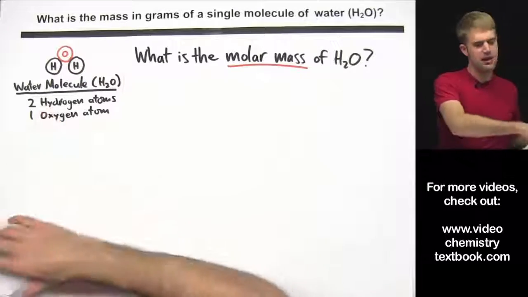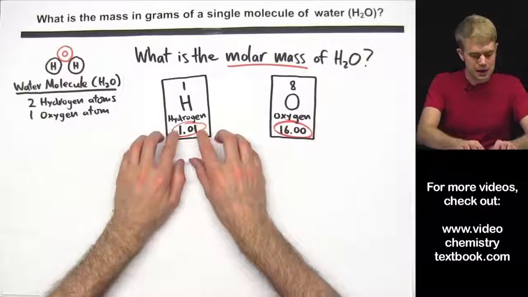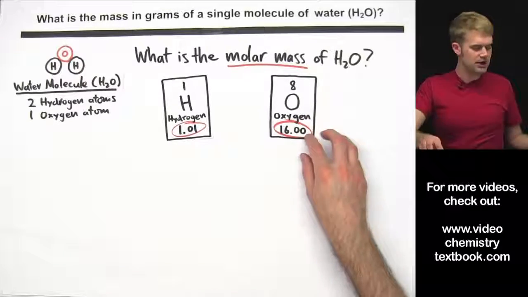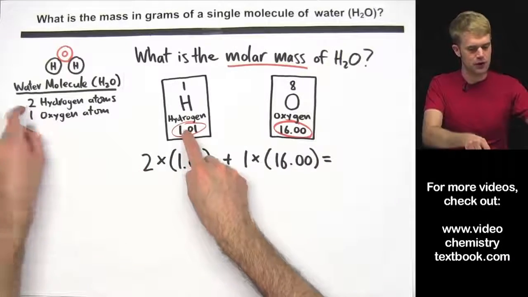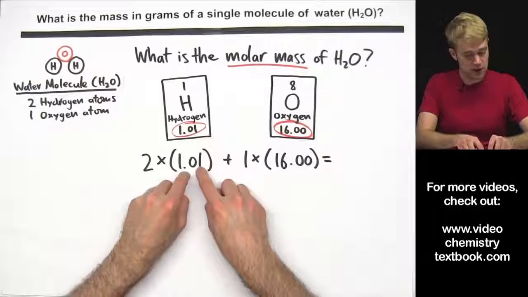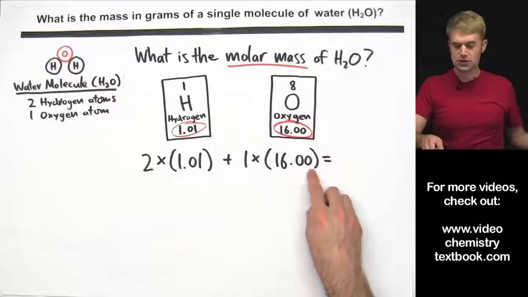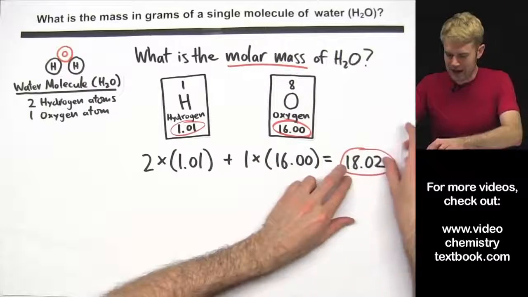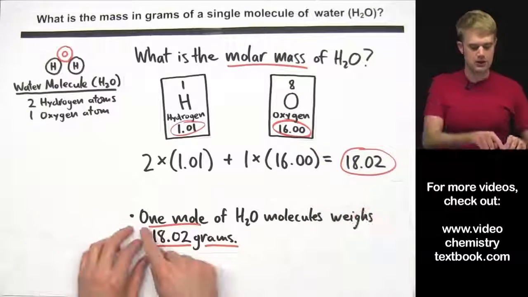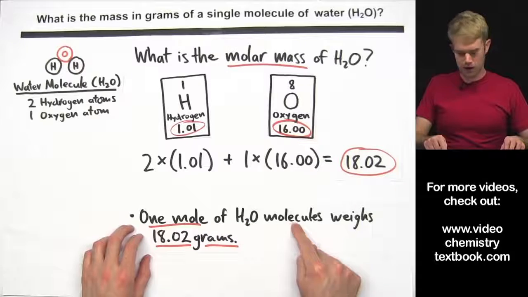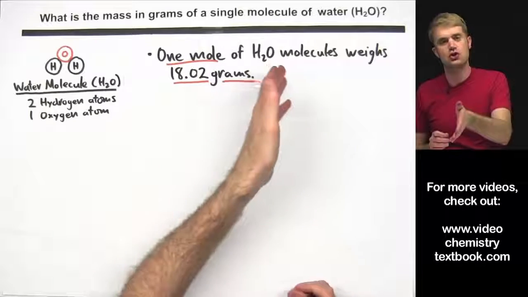So to do that, it's made up of hydrogen and oxygen, so we look up hydrogen and oxygen on the periodic table. Here's the molar mass of hydrogen, here's the molar mass of oxygen, and we're going to add them up, okay? So there are 2 hydrogen atoms in water, so we do 2 times the molar mass of hydrogen. And then there's one oxygen atom, so we do 1 times the molar mass of oxygen. We add this up and we get 18.02, which tells us that 1 mole of H2O molecules weighs 18.02 grams. Now we know how much a mole of H2O molecules weighs.